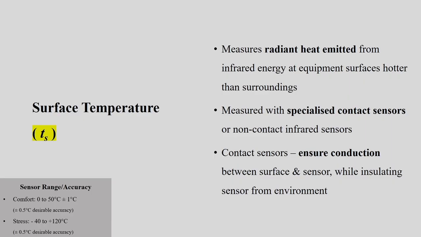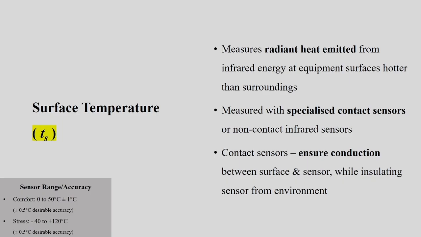The last one is your surface temperature, or TS. We can measure radiant heat emitted from infrared energy at an equipment surface hotter than the surrounding. Suppose you have a surface where you are working, and that surface is hotter than the surrounding. In that case, you need to understand what kind of heat is radiating from that particular surface. That radiant heat emitted from the surface, we are going to measure and call it surface temperature.